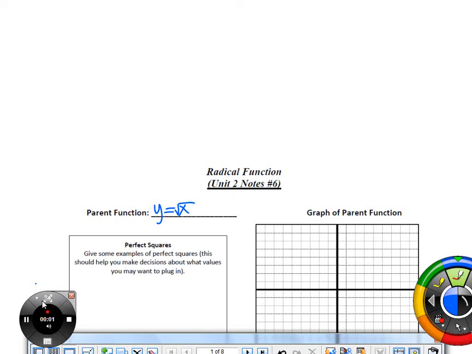Plug in 0. When you plug in 0 for x to this parent function, you have the square root of 0, and the square root of 0 is 0. So you still have the point 0, 0. Okay, and this tends to happen with all of our functions. And my board's way not lined up.